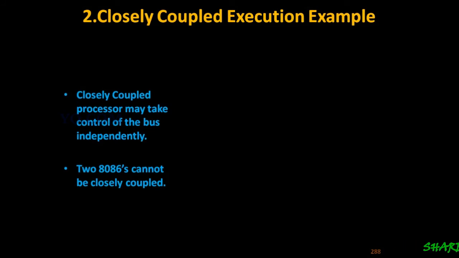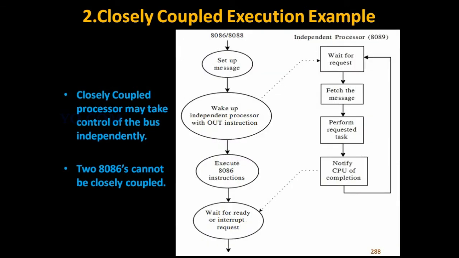Next we are going to see the closely coupled processor. So what is a closely coupled processor? Both the coprocessor and the closely coupled configuration are similar, and they also share the memory, I/O, bus control logic and clock generator.